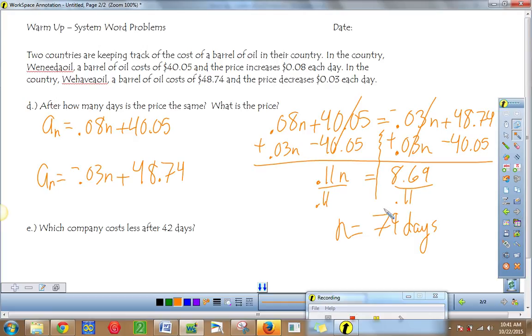So after 79 days, what's going to happen? They're going to be equal to each other. They're going to have the exact same price. At the 79th day, they will cost the same. It won't matter which company you ask for the oil.